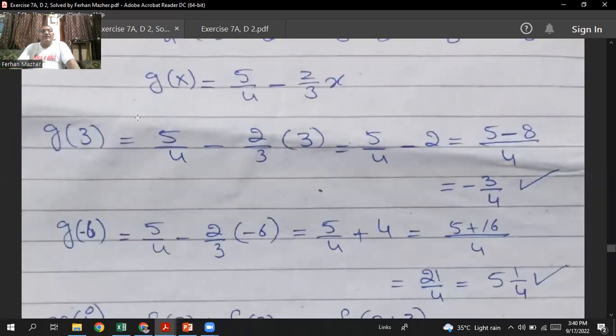Then they ask you to find out the value of g of minus 6, so it will be 5 by 4 minus 2 into minus 6 divided by 3. That will be 5 by 4 plus 4, and that will be 5 plus 16 by 4, and that will be 21 by 4, so it will be 5 whole 1 by 4.